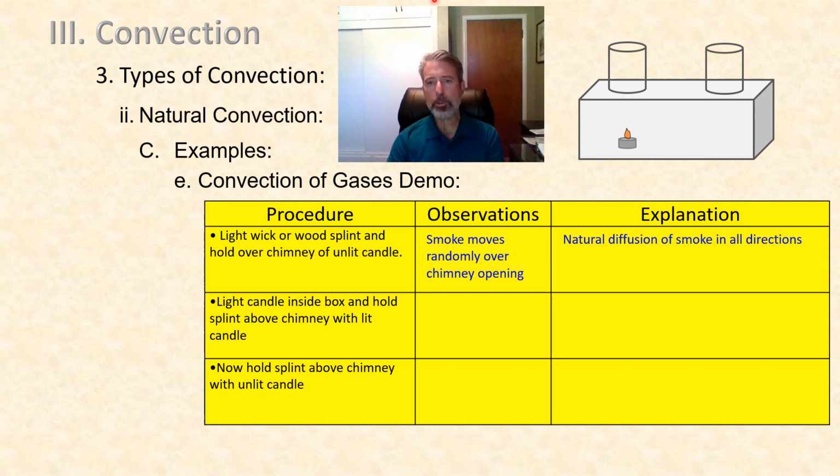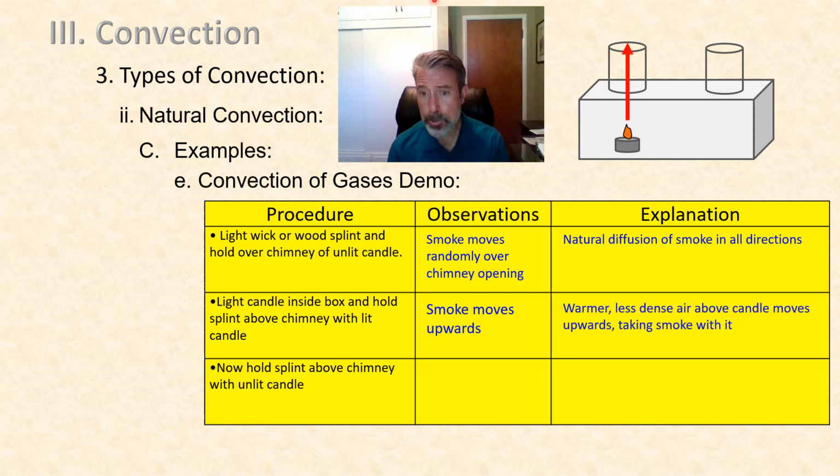The smoke particles naturally diffused in all directions, not in any preferred direction. When we next put a lit candle under one of the chimneys and held a lighted splint above that chimney, what did we observe? Now we observed the smoke moved upwards. And this could be explained by convection, right? The air above the lit candle heated up, got warmer and therefore less dense and more buoyant, causing it to rise upwards, taking the smoke particles right along with it.